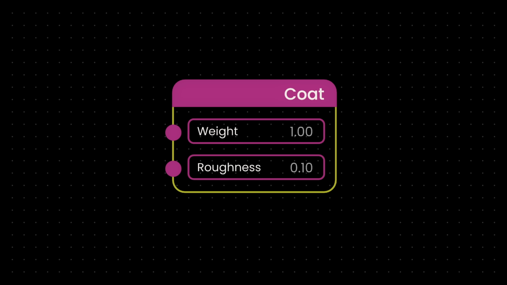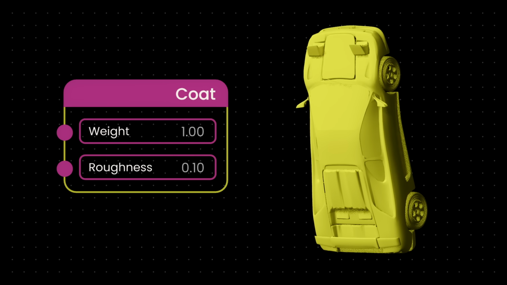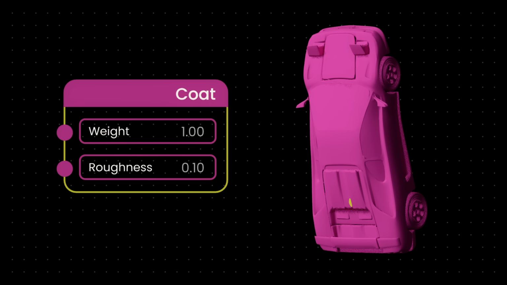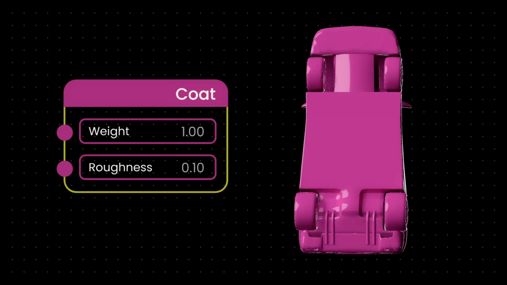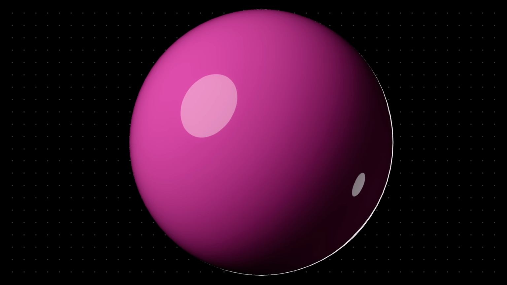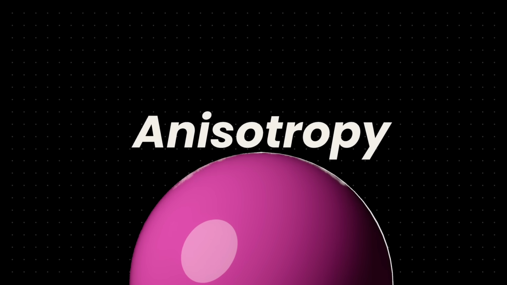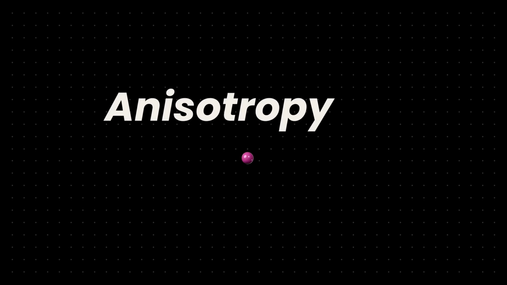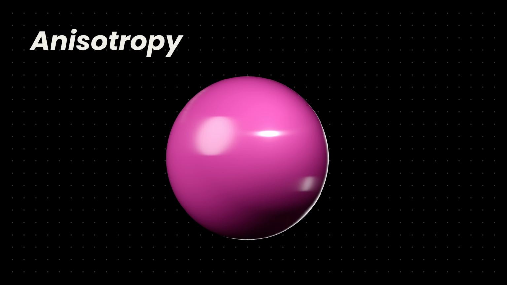Coating or clear coat. If you're into rendering cars, this one is essential. Imagine if you paint a car, you first apply the base paint, and then you apply a coating, giving you a nice glossy finish. Clear coat basically simulates this thin layer on top. It does not affect color, only reflections. And then there's something called anisotropy, which controls how a light stretches in a specific direction. This is most often used on brushed metal, hair, and fabrics.